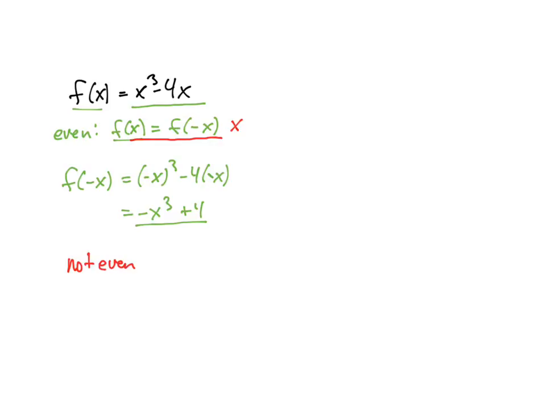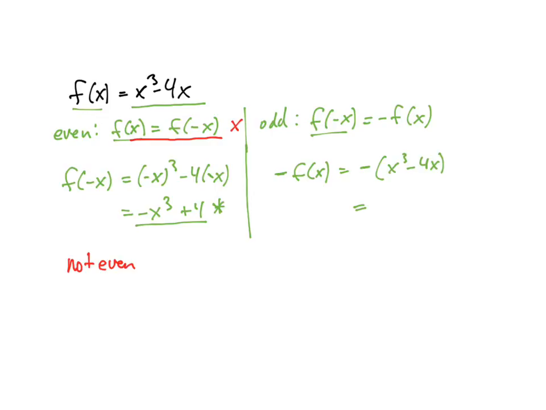Now to determine if the function is odd, we want to see, does f of negative x equal negative f of x? Well, we already have f of negative x, that's down here. So all we need to do is find negative f of x. To do that, we multiply the entire function by negative.